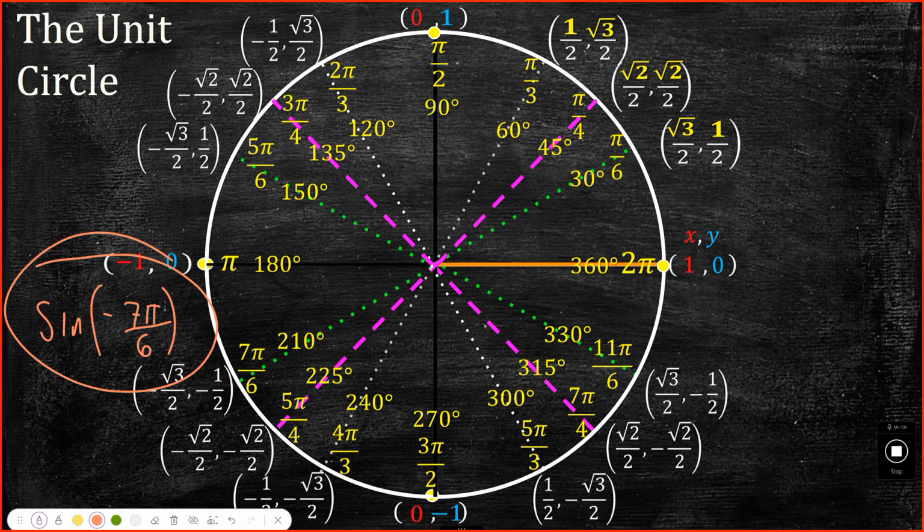I mean, you might not even need this. So where's 7 pi by 6? 7 pi by 6 is right here, no? The positive 7 pi by 6 is here. But we don't want this one. We want the negative one. How do we do it?